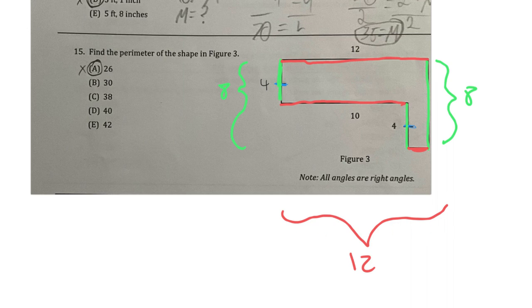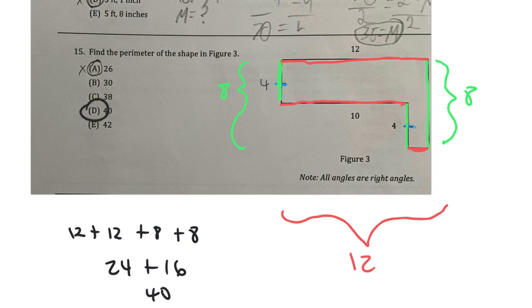So the reality is the perimeter of this is going to be 12 plus 12 plus 8 plus 8. Simple as that. So 12 plus 12 plus 8 plus 8. 24 plus 16, which is 40. That's that.